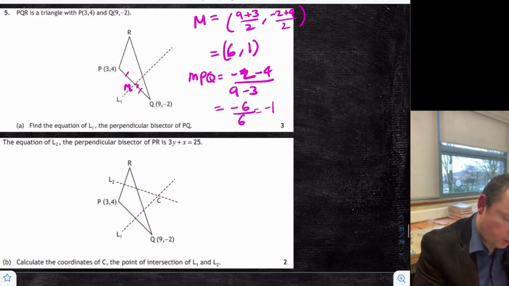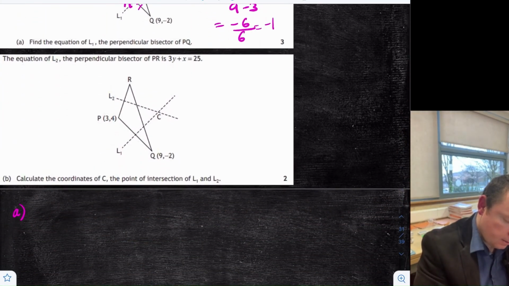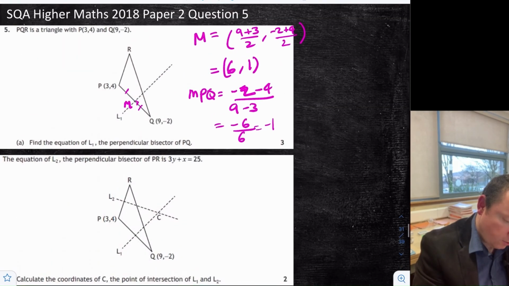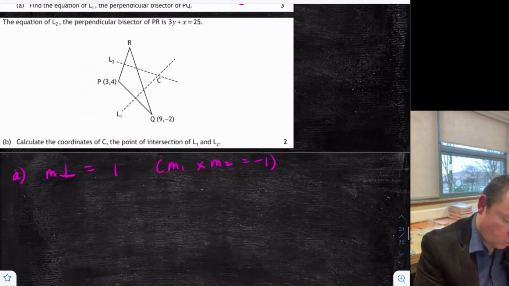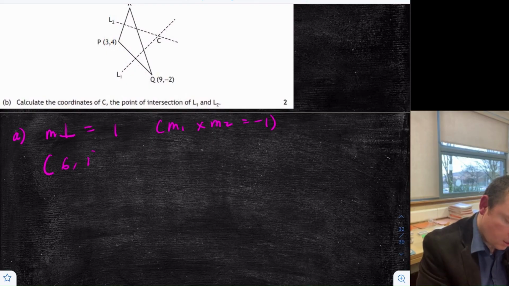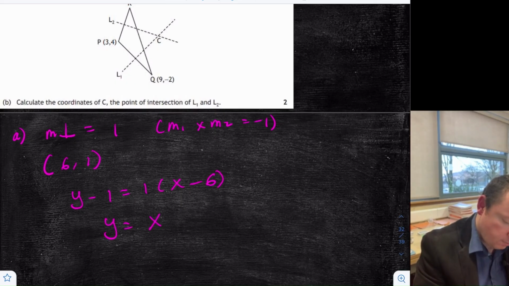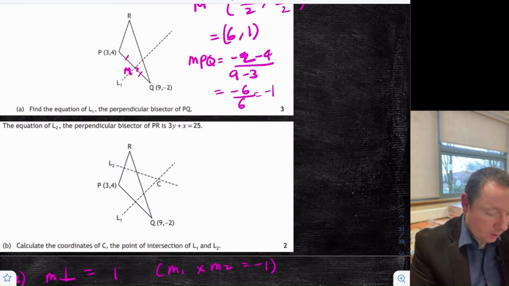So then continuing to work on this one, the gradient of our perpendicular is now equal to 1 because m1 times m2 equals minus 1. And the point we're using is (6, 1). So y minus 1 is 1 times (x minus 6), or y equals x minus 6 plus 1, which is x minus 5. The equation of L2, the perpendicular bisector of PR, is 3y plus x equals 25.